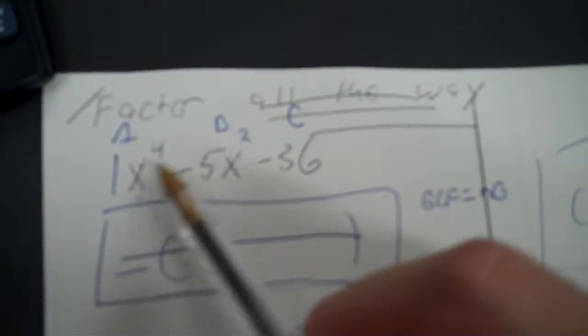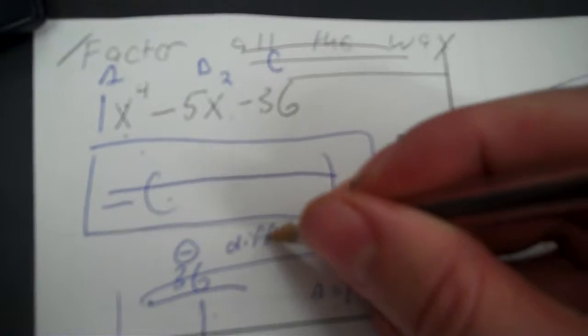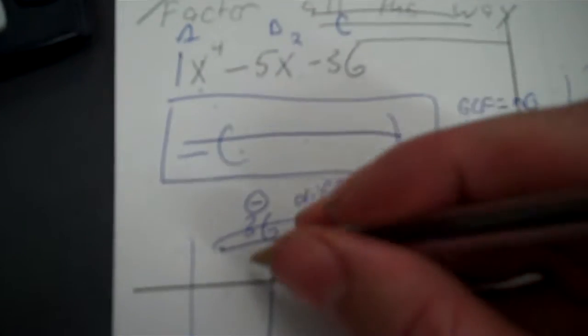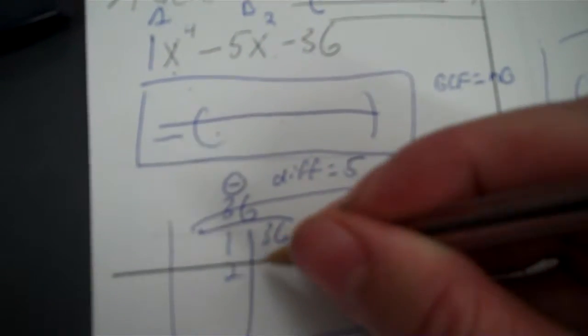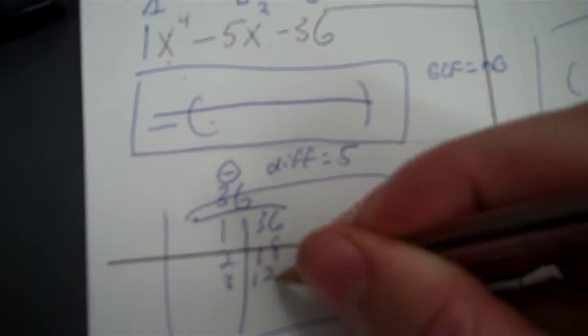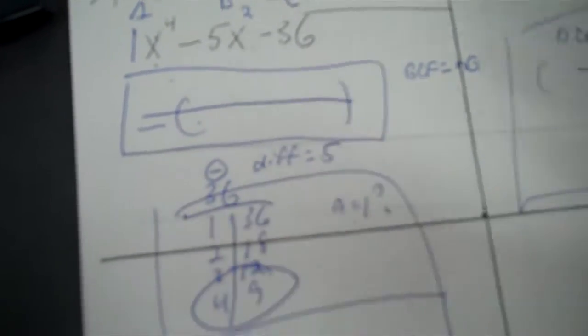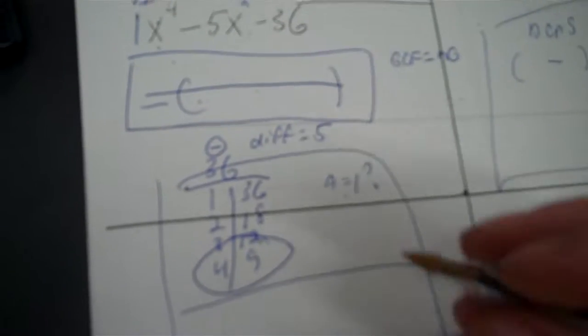Okay, so I go A, B, C, and I take 1 times negative 36. So that's going to be negative 36, searching for a difference of 5. So far, no difference, okay? Okay, 1 and 36, no. 2 and 18, no. 3 and 12, no. 4 and 9, bingo, okay? Now is A equal to 1? It sure is. So I'm going to write yes. So that tells me I just need 2 parentheses.